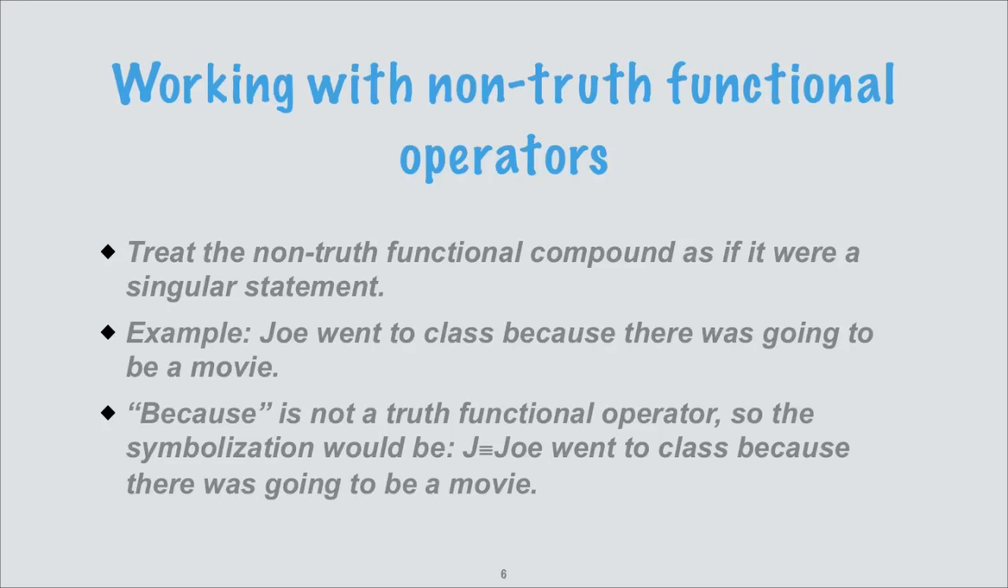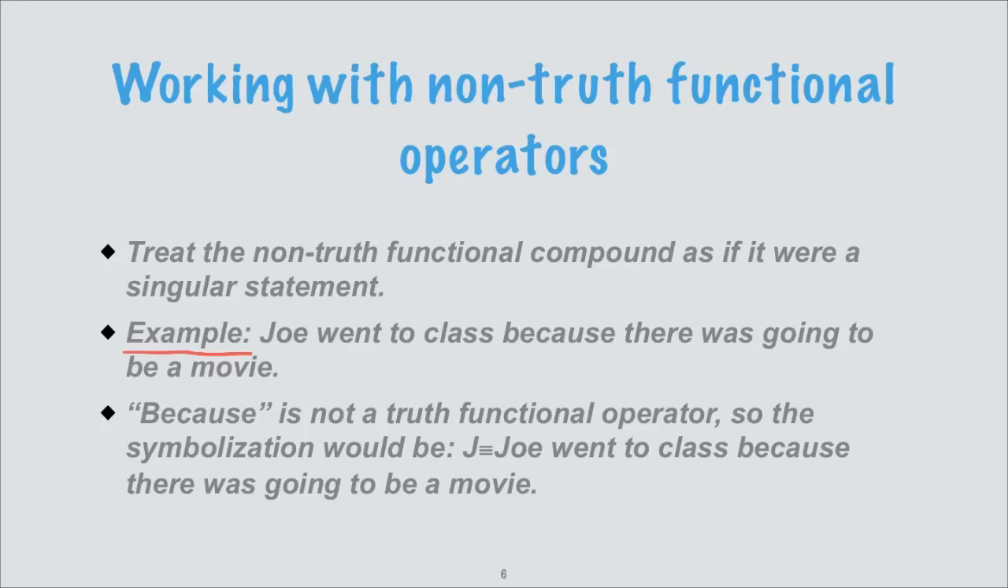So for example we have here, Joe went to class because there was going to be a movie. Because in this instance is not a truth functional operator. It's not Joe went to class and there was going to be a movie, right? That's not what it was actually saying. It's saying that Joe went to class. The because is actually giving an explanation for Joe's actions. It's not a conjunction in that way, so it's not acting as a truth functional operator.